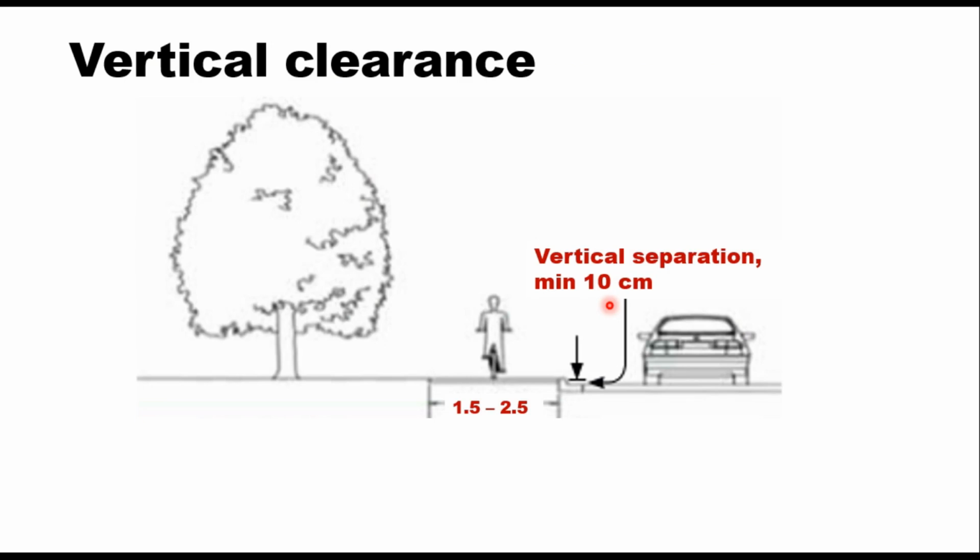And similarly, a vertical separation between the car lane and the bike lane of minimum 10 cm should be provided for safety reasons.